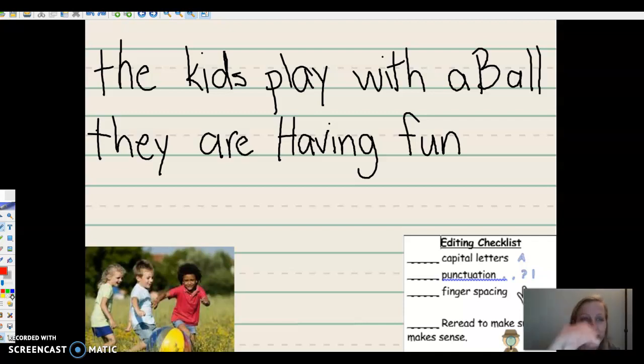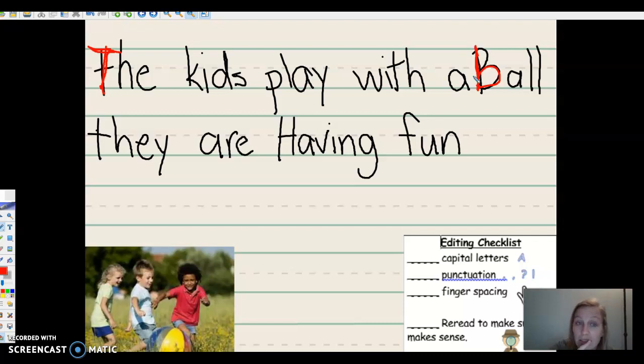There's not a capital at the beginning of this first sentence. So I'm going to change it to a capital T in red. The kids play with a ball. This should not be a capital letter. It's at the end of my sentence, not the beginning.